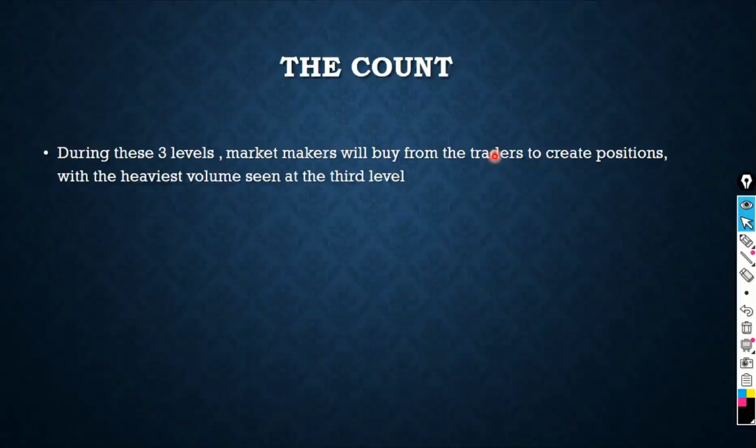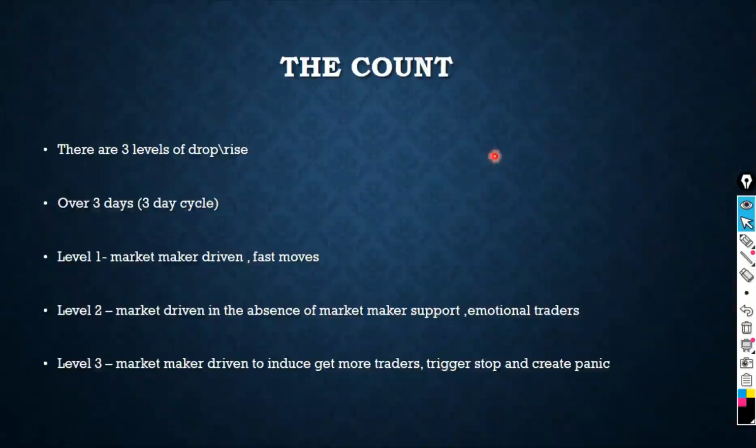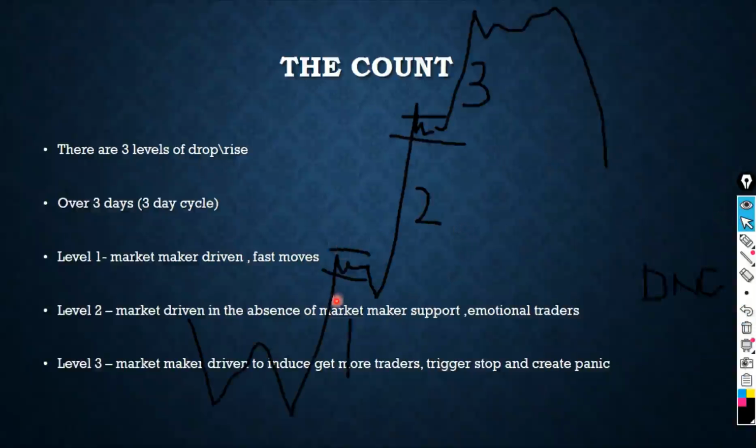So during these 3 levels, the market maker will buy from traders to create positions, with the heaviest position seen at level 3. Like I said, during these levels in here, the market maker is a buyer. He buys, you trade, he buys from you, you are a seller. You buy, he buys, you are a seller, he buys. So now he is heavy buying.